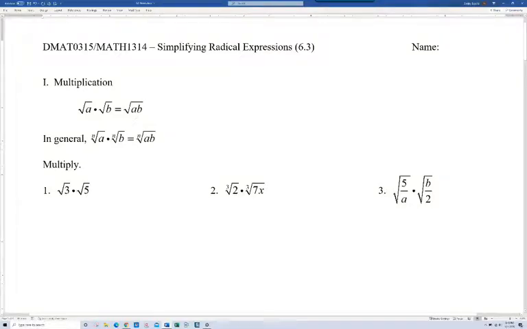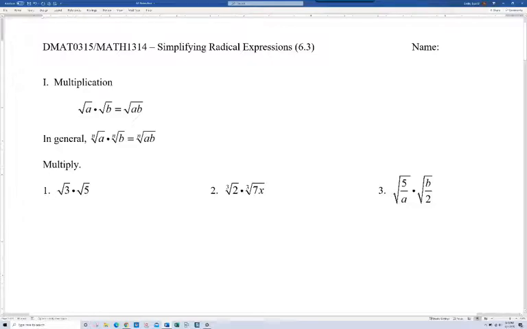All right, in this video we're going to be looking at simplifying radical expressions. We'll also be doing multiplication and division. So what we're doing here is basically looking at how do we work with radicals? How are they simplified? How do we multiply them? How do we divide them?